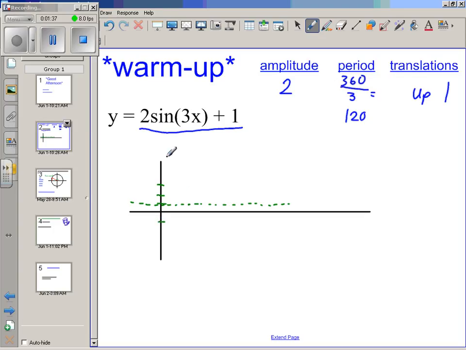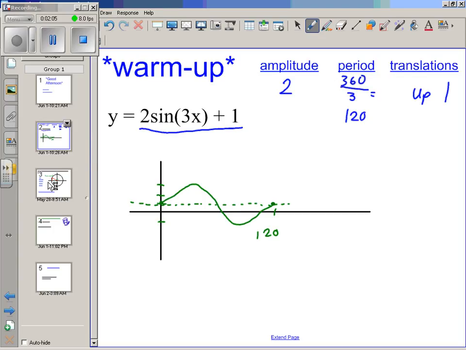But we have a sine function here, so we're going to start on our sinusoidal axis. And our amplitude is 2, so we need to go up to 2 and then back down to negative 1. Sorry, excuse me, up to 3 and then down to negative 1. And our period we said was 120. So this is what we did yesterday. Hopefully you have this down. If not, there'll be some example problems on the review to help you figure this out.